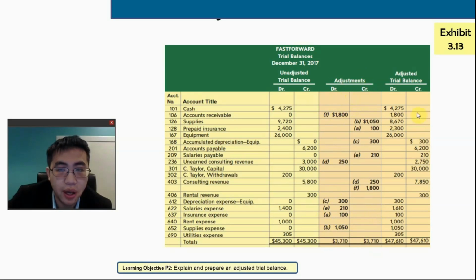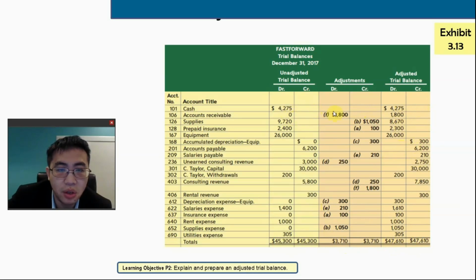to get this total. And your adjusted balance here, this 47,610, is a summation of 3,710 plus 45,300. Okay, so the debit here plus the debit here will be the debit right here at the adjusted trial balance term. And you can also get the adjusted balance for each of these individual items.